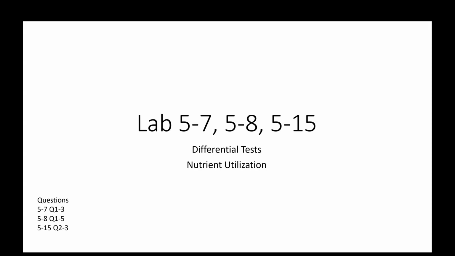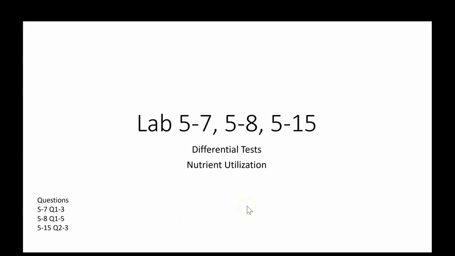All right, welcome to lab number 12 for our course. This lab is going to focus on the ability of different kinds of bacteria to utilize a diverse array of nutrients in their environment. So this lecture is focused on lab 5.7, which is the citrate utilization lab, lab 5.8, which is the decarboxylase test, and finally lab 5.15, which is the urease test.